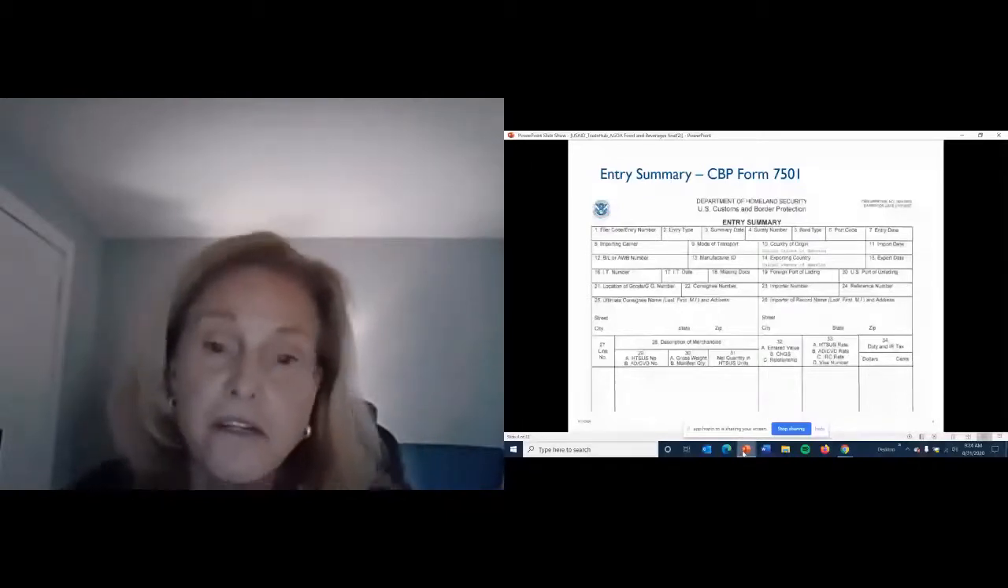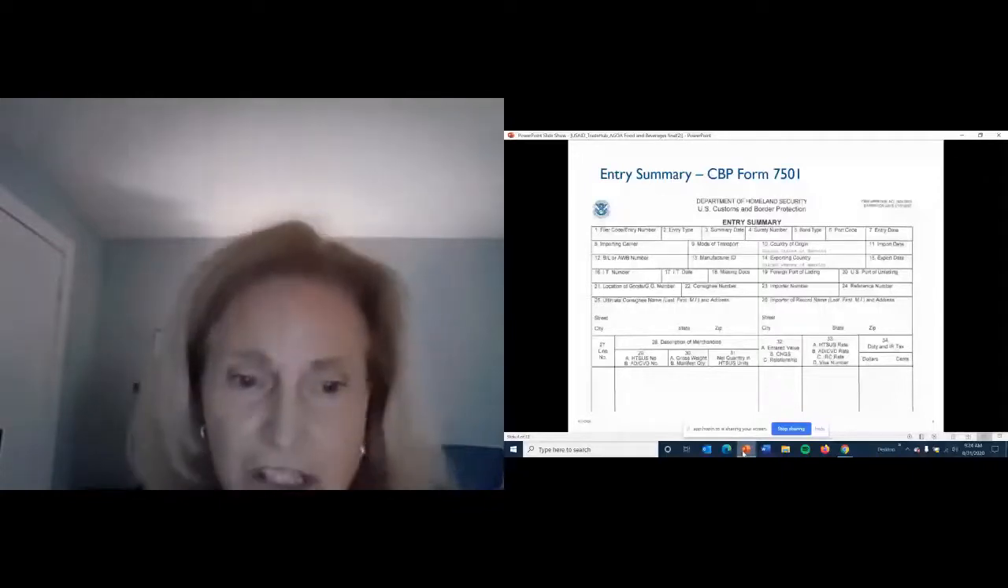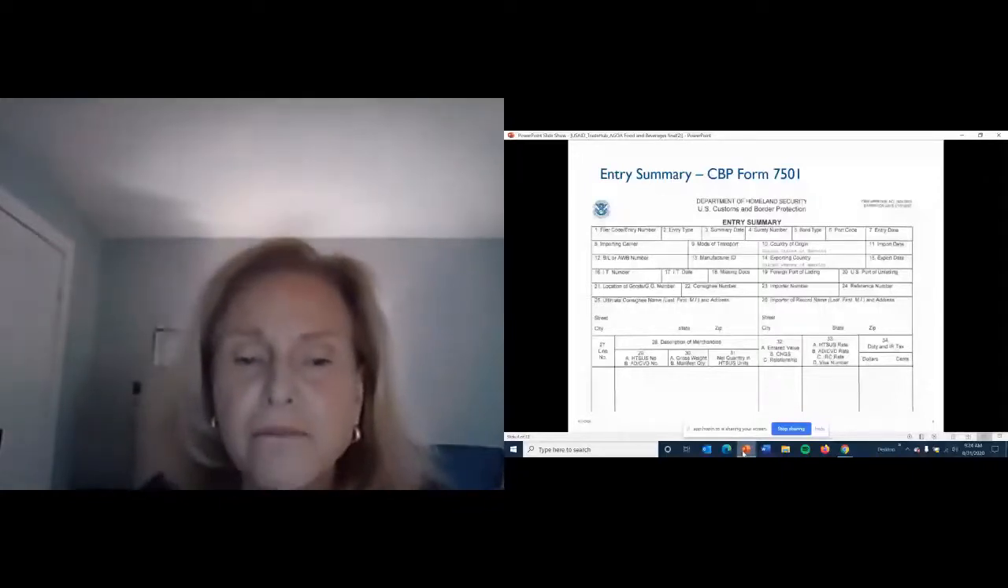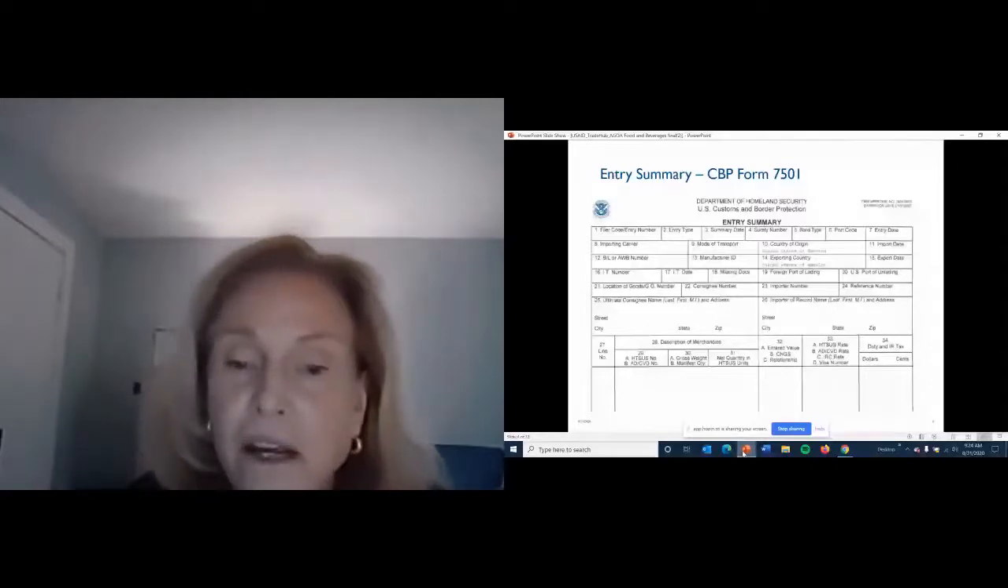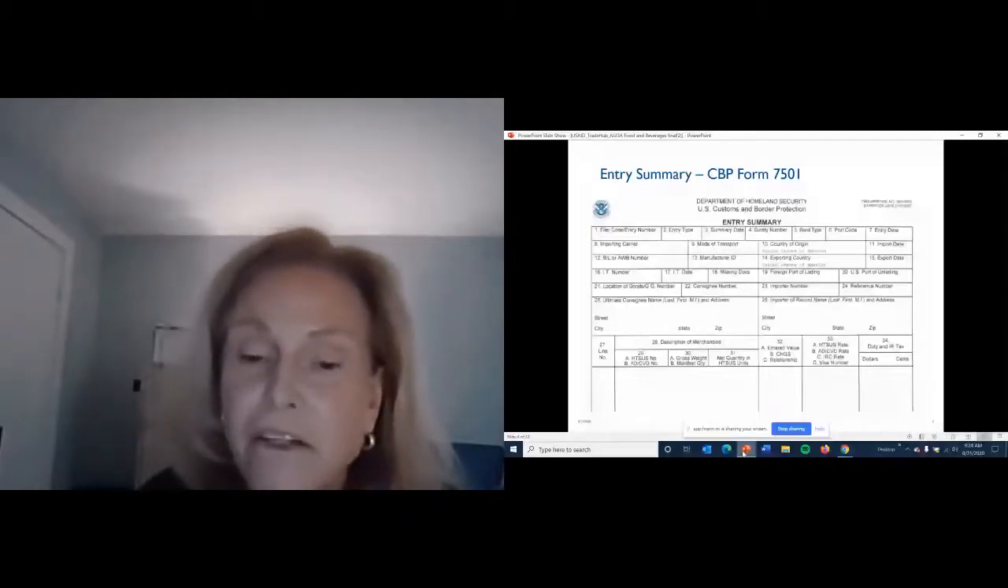And if you are using AGOA, you just need that HTS number for food and beverage products. And then the entered value, I'll go over that a little bit more. And then the next column is the rate of duty, and then the total duty.